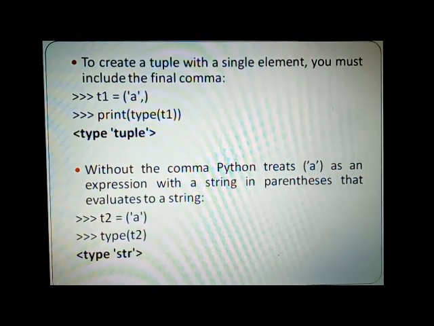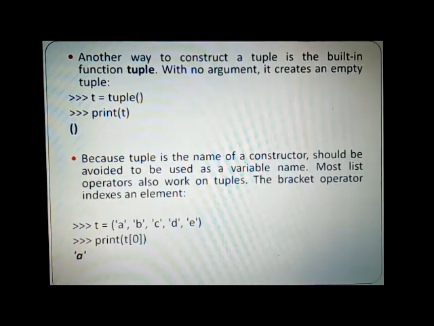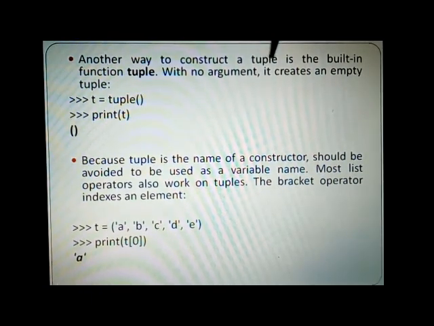So please remember that you should put that comma there. Then the tuple can be an empty tuple, or a variable can be declared of the tuple type by using a keyword called tuple. It is also a built-in function with no arguments that creates an empty tuple, and you cannot use this keyword tuple as a variable in your program. So please be careful that you don't use tuple as a variable.